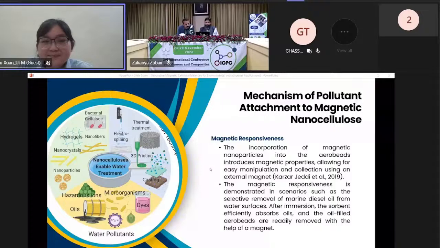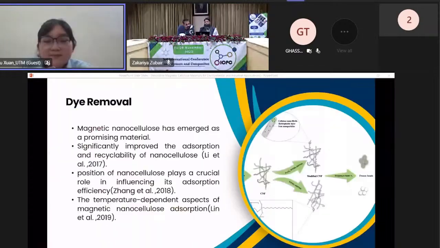As we venture into application, one of the key areas is dye removal. The intricate interplay of magnetic nanocellulose with dyes influences its ability to absorb, with factors like temperature dependence and synergistic enhancement playing a crucial role. Our findings contribute to the evolving landscape of efficient dye removal technology.